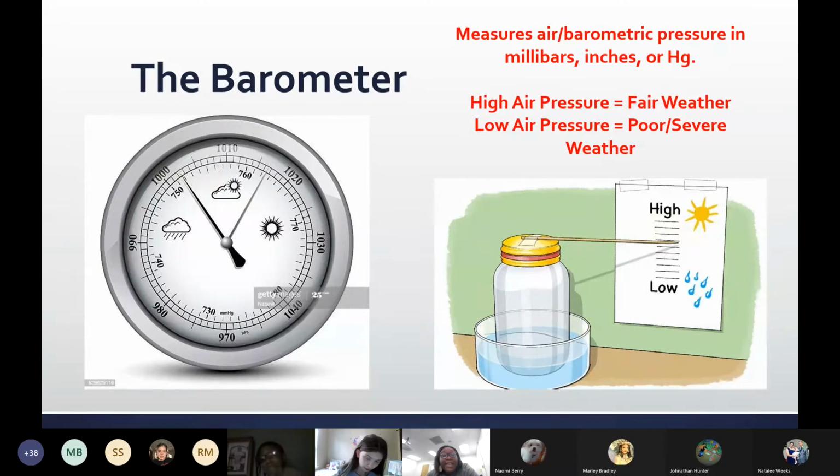Miss Neville? Yes? I didn't get the chart done. I joined at the exact time, and I watched the lesson this morning, so I'm not really sure. Okay, so right now you'll just draw it on your paper. Don't worry about the chart, okay? All right, thank you.